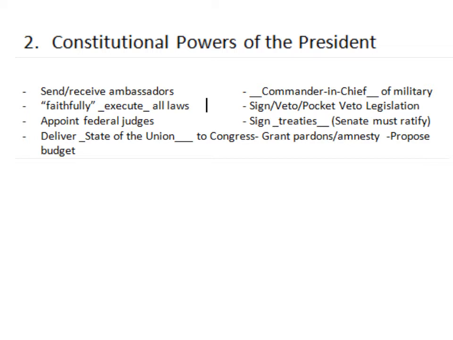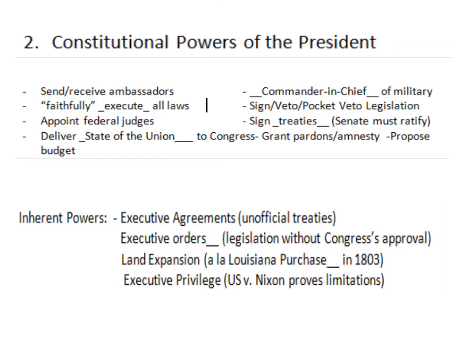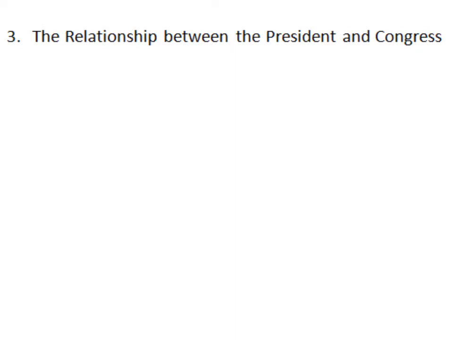There are, of course, some powers that the President utilizes that are not in the Constitution, and we refer to those as inherent powers. Things like executive agreements and executive orders that have a temporary time span in which they are in place, the ability to expand our land, and the use of executive privilege, which, of course, was called into question in the case of U.S. versus Nixon.